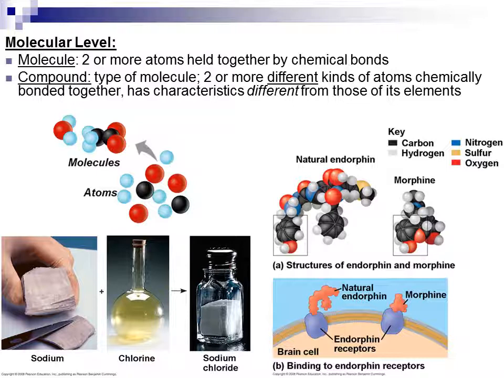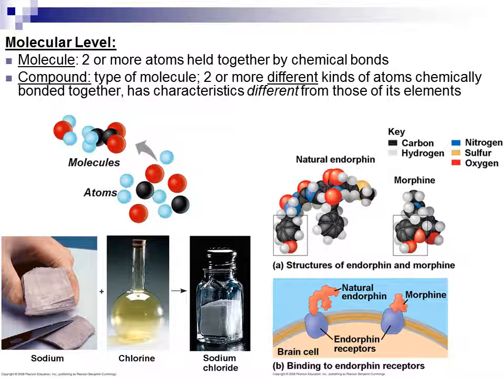Compounds are a special type of molecule. They are 2 or more different kinds of atoms chemically bonded together. All compounds are molecules, but not all molecules are compounds. Kind of an all Cocker Spaniels are dogs, but not all dogs are Cocker Spaniels kind of thing. For example, oxygen molecules are 2 atoms of oxygen bonded together. Therefore, they are molecules, but not compounds. On the other hand, something like sodium chloride is composed of 2 different kinds of atoms. It is therefore both a compound and a molecule.